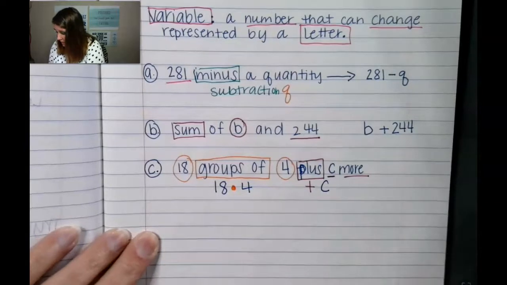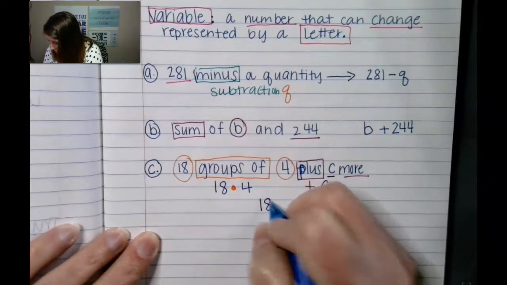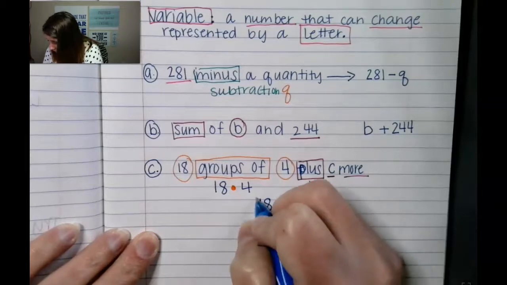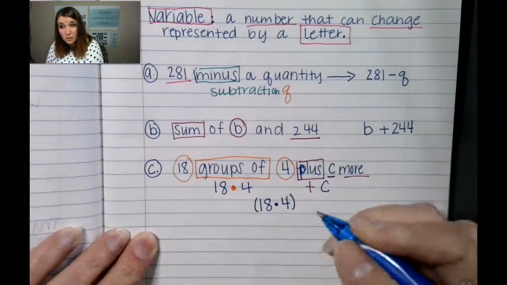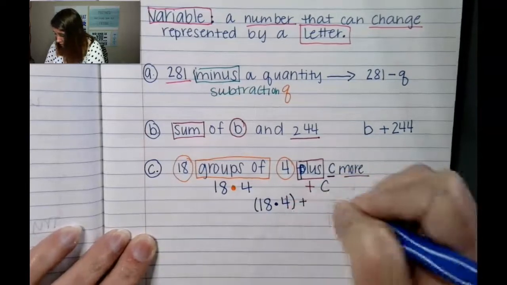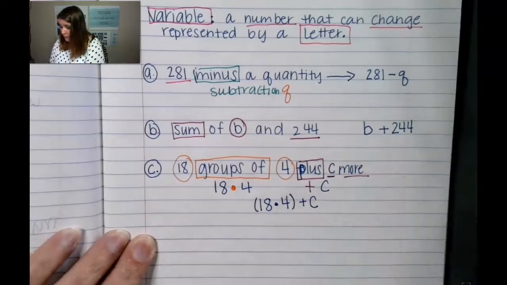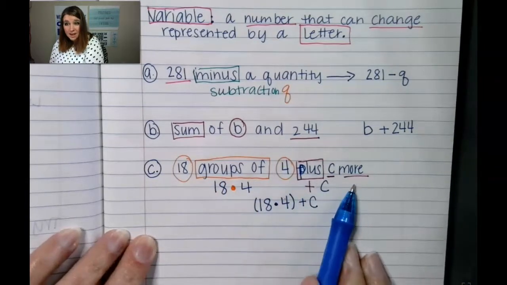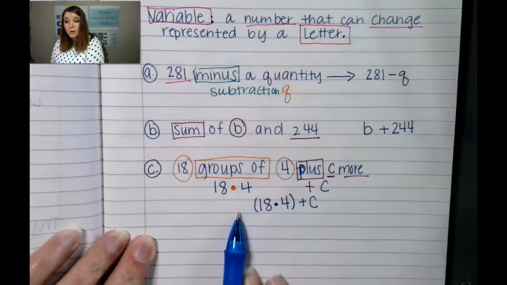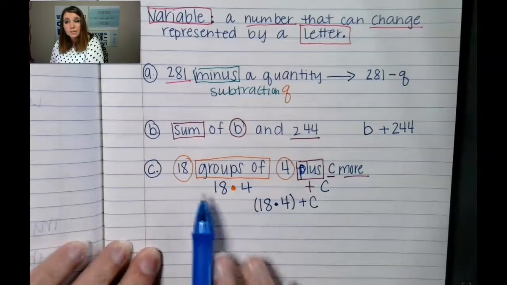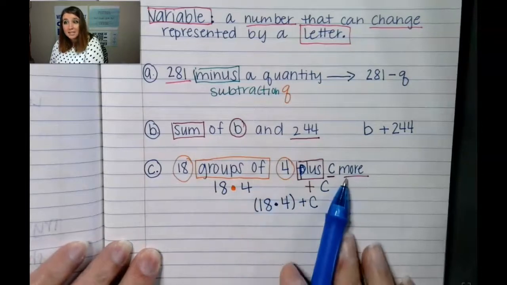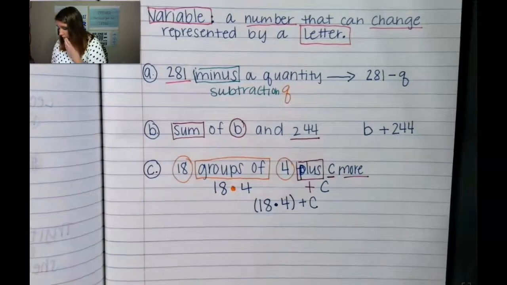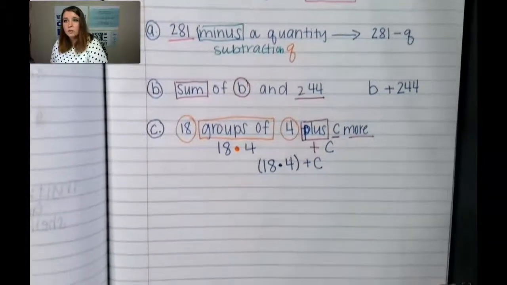So let's go ahead and rewrite this so it actually looks like a math problem. 18 times 4. And I could even use parentheses if I wanted to do that first, plus C. So I had 18 groups of 4, plus I had C more. So I need to make sure I'm doing those first because it said I had that much, then I had C more. So I want to make sure that I use those parentheses there. Okay, that one was a really challenging one.